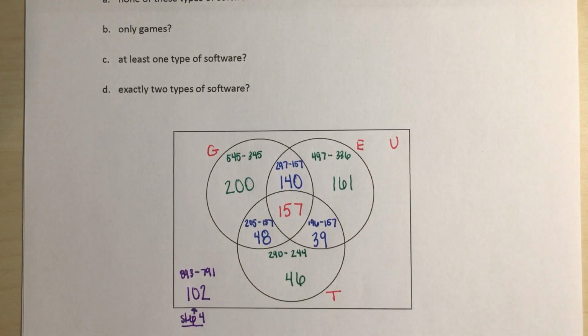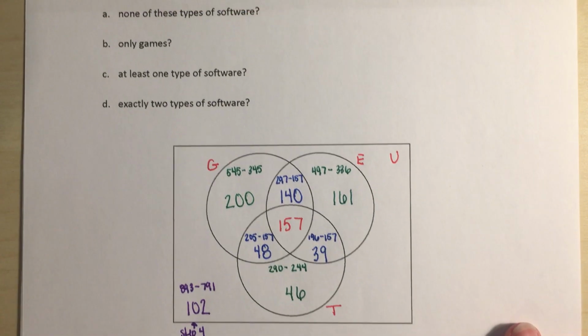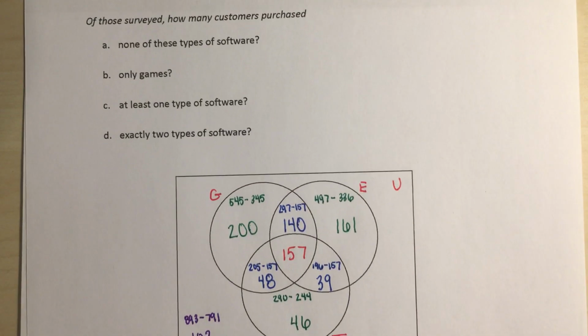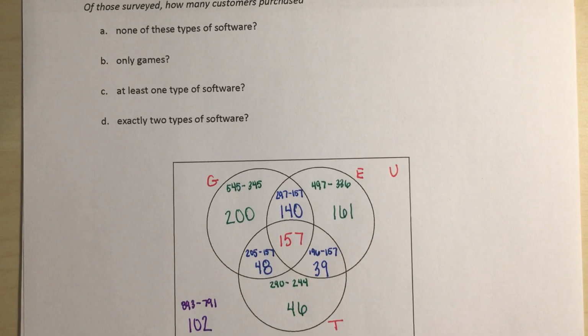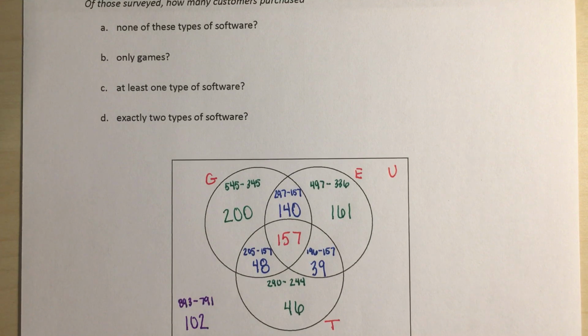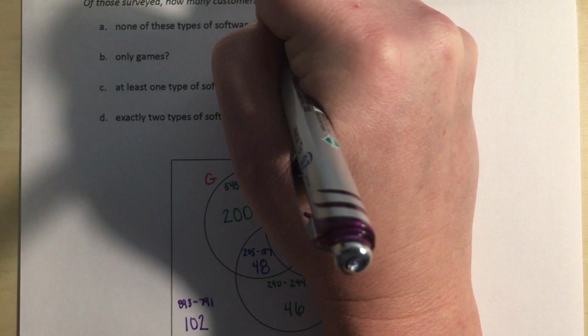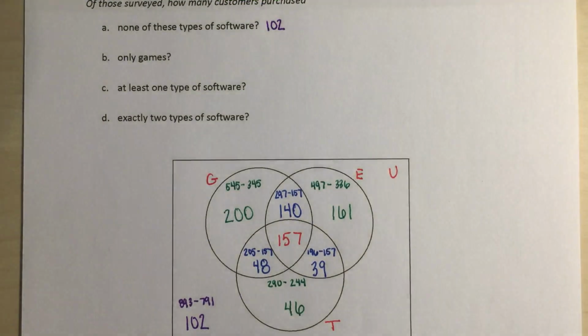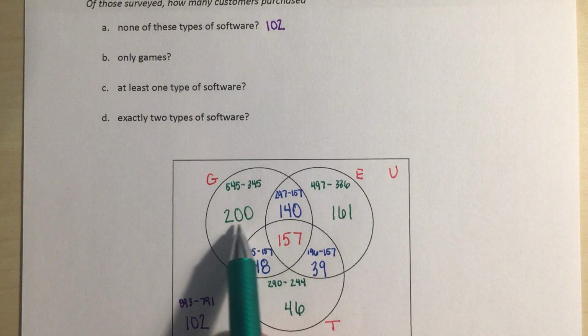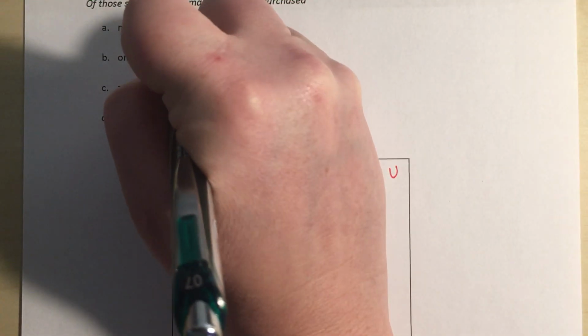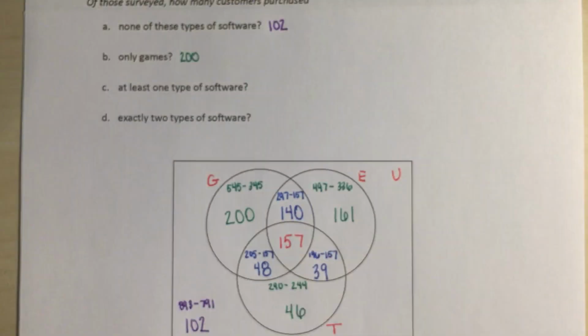Right, that's out there. So now that we have our Venn diagram filled in, we're going to go back up and we're going to answer these questions. Let's try to get this all in the picture at the same time. So how many of these customers purchased none of these types of software? Well, our none is going to be this number that's outside. So that's going to be 102 customers. Only games. Well, only games is this 200 that's over here on this left. So there is our only games.